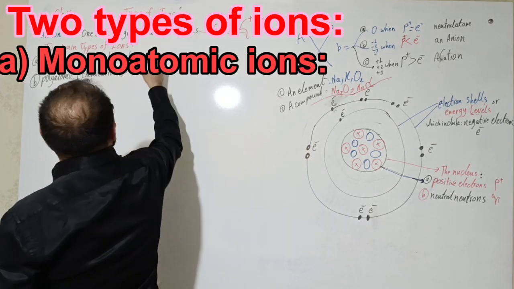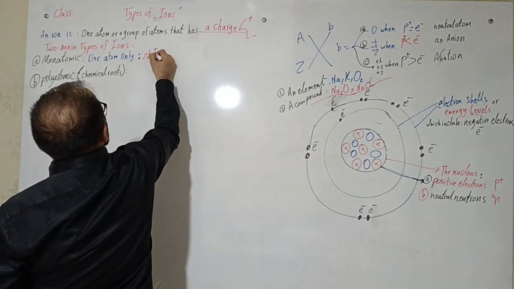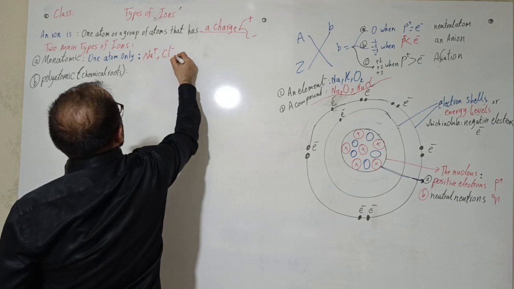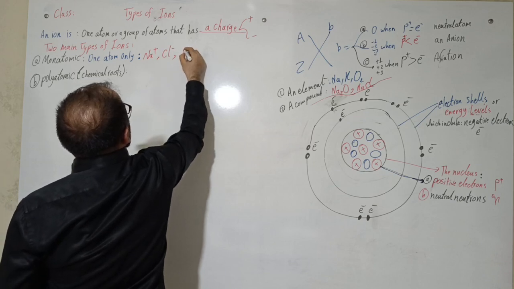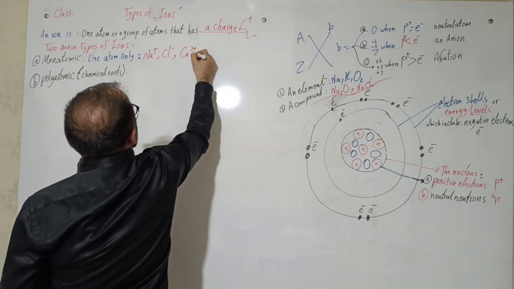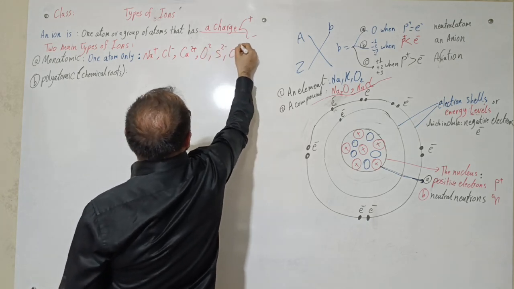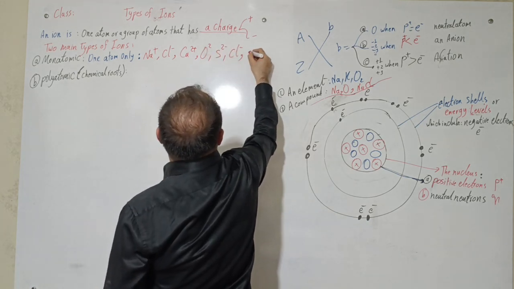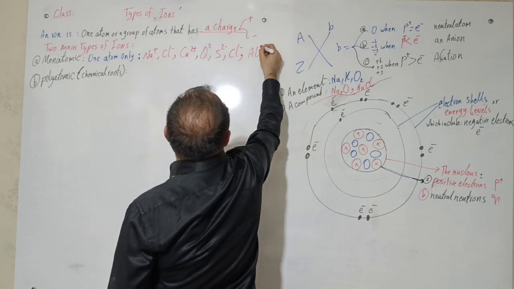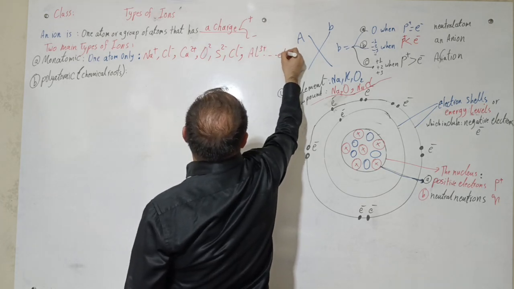For example, you have here the sodium ion, the chloride ion, of course the calcium ion, the oxide ion, the sulfide ion, and for example the aluminum ion, and so on.